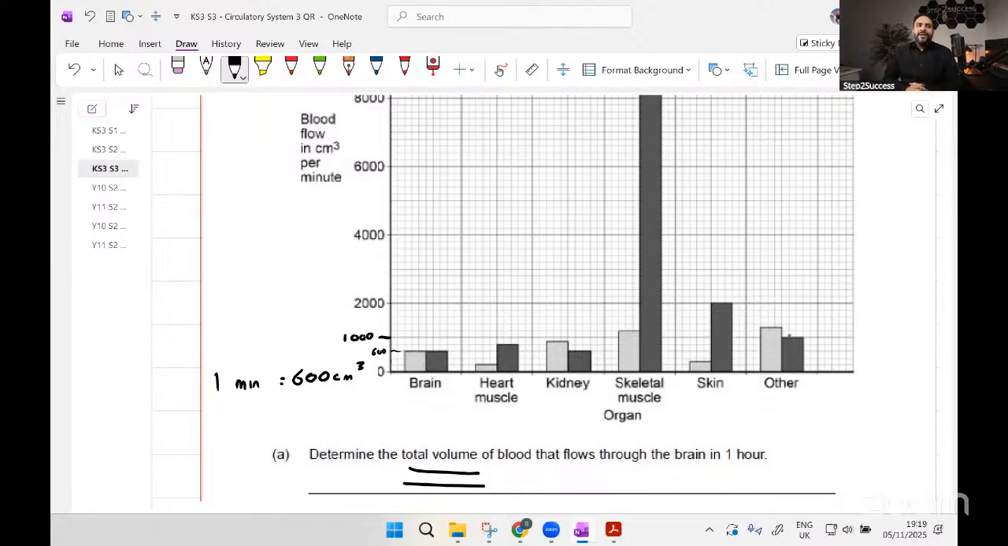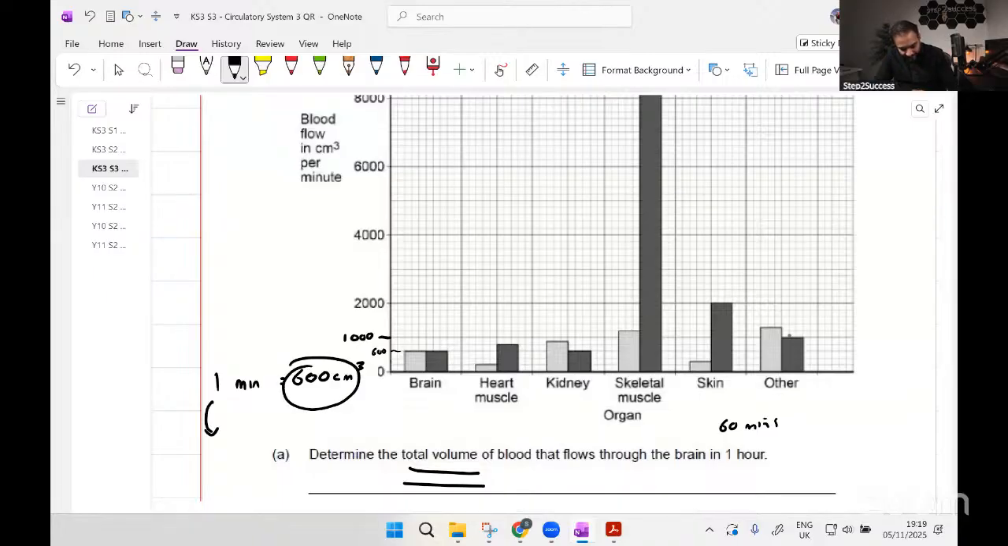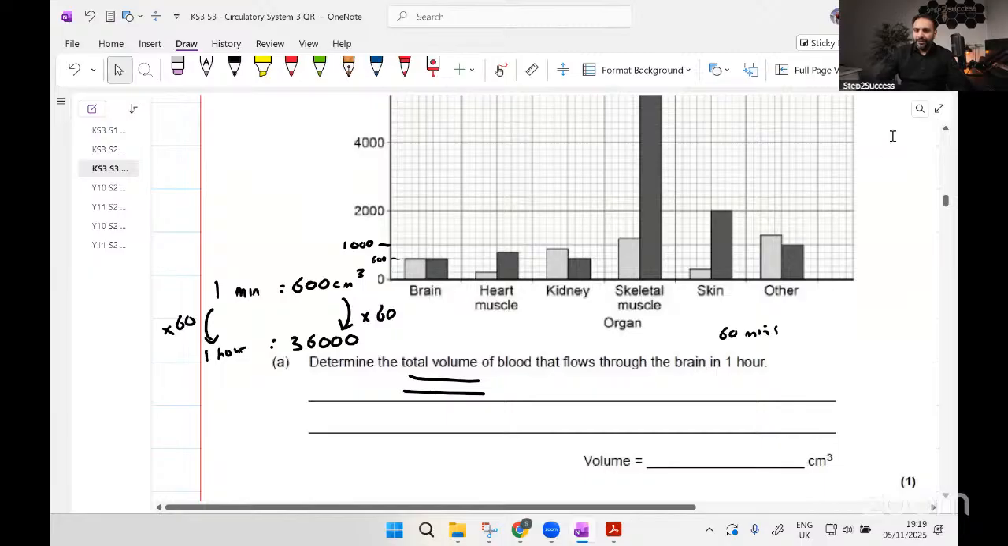Determine the total volume of blood that flows through the brain in 1 hour. Now, an hour is 60 minutes. So, surely, if in 1 minute we get this much blood through the brain, if we times that by 60, we will find out how much flows through the brain in 1 hour. It is about reading the question very carefully so that you notice these things like minutes and hours and so on. So in 1 hour, it should be 600 times 60, which is 36,000, which is the answer to that question.